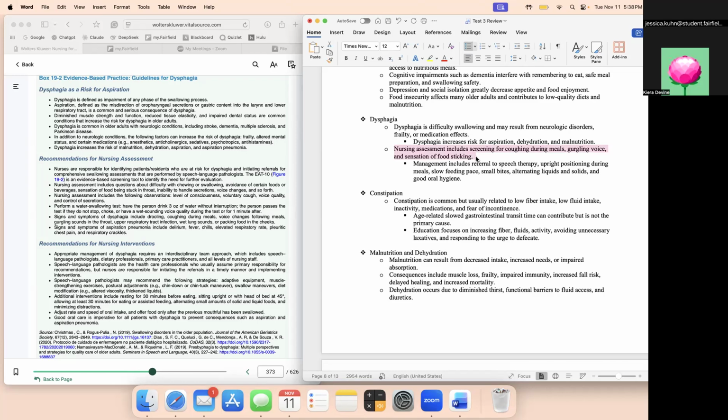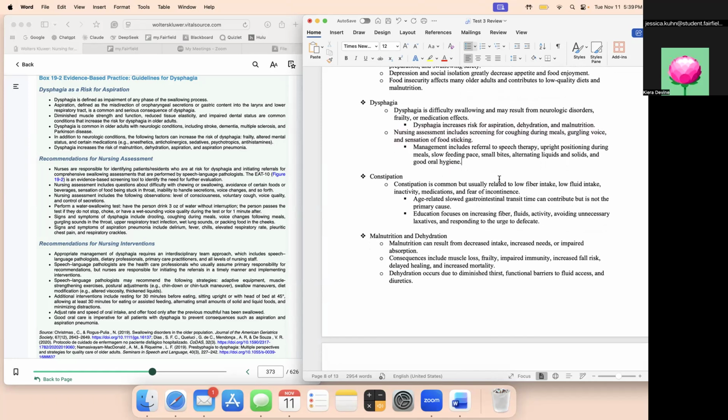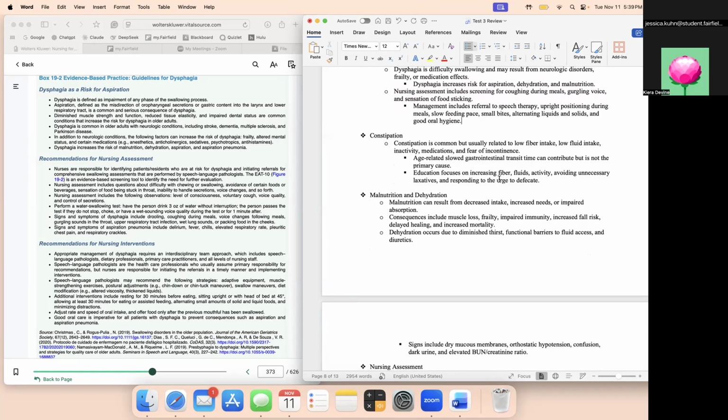The nursing assessment includes screening for coughing during meals, gurgling voice, or the sensation of food sticking. Management includes referrals to speech therapy, and then eating properly, like sitting upright, slow eating, small bites, alternating liquids and solids, and good oral hygiene.